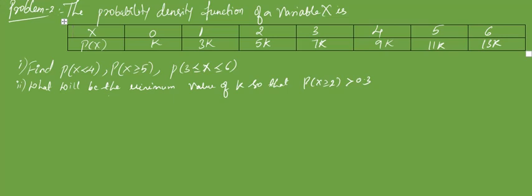So let us consider the second problem in probability density function. X takes the values 0, 1, 2, 3, 4, 5, 6, and the corresponding probabilities are k, 3k, 5k, 7k, 9k, 11k and 13k. We need to find these inequalities, and later examine the minimum value of k so that the probability of x greater than or equal to 0 is greater than 0.3. So let us start the solution.